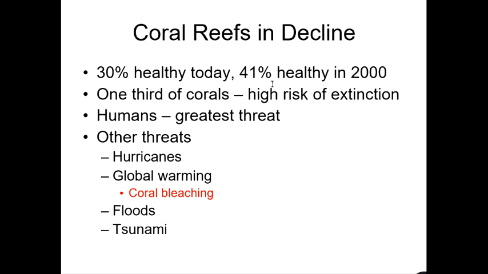And then finally here, we look at reefs as sort of a canary in a coal mine. They are a good indicator of overall health of the environment, and if that is the case, then the environments in the ocean are in trouble. So if you just look at these two timelines here, 41% healthy in 2000 and far less today. One third of all corals are at high risk for extinction.